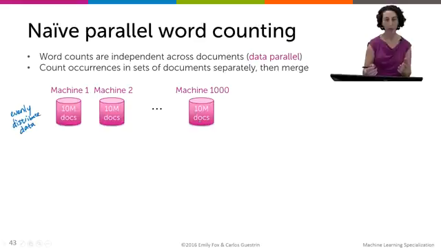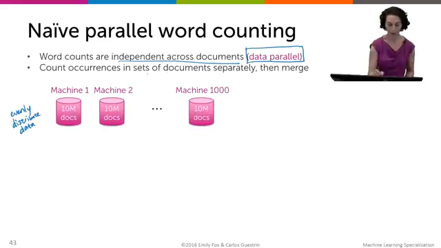And then we can think about counting words in the documents per machine separately. Because when we're thinking about doing word counts, this is an operation that's independent across documents. The word counts in another document don't influence the word counts in some separate document. So this is an example of what's called a data parallel task. So some task that can be done completely independently across the different data points. So what this implies is we can think about just counting the occurrences of words separately in each one of our documents and then merging these together.